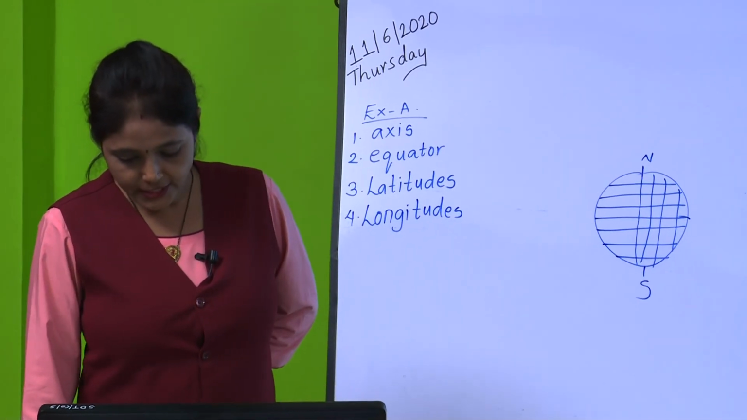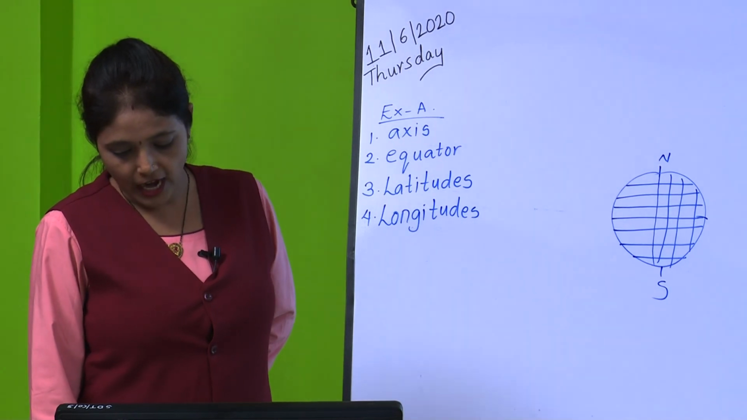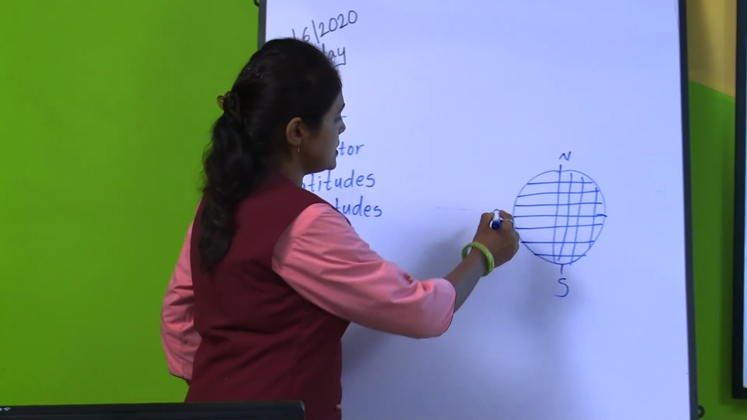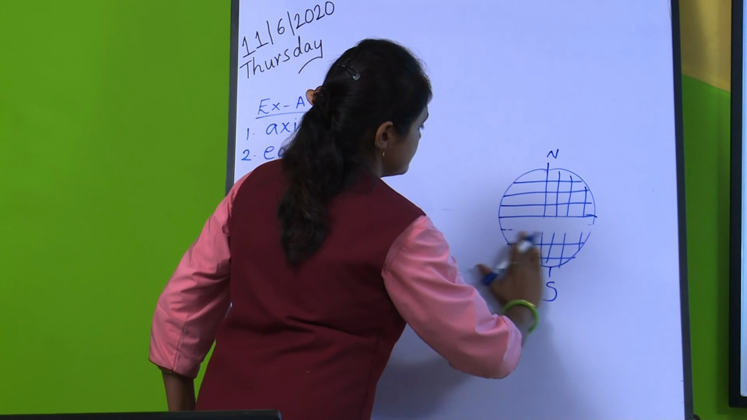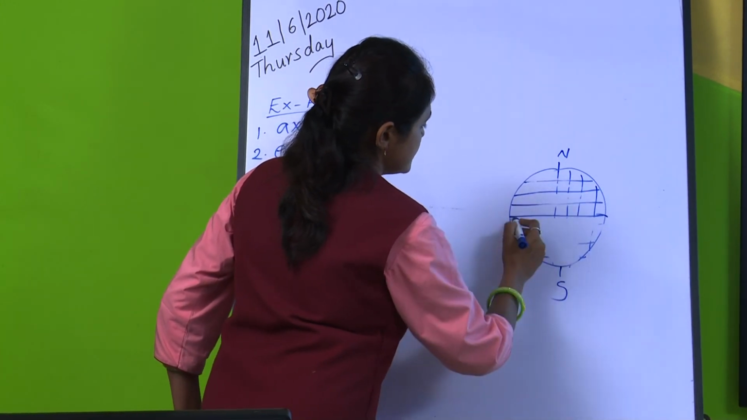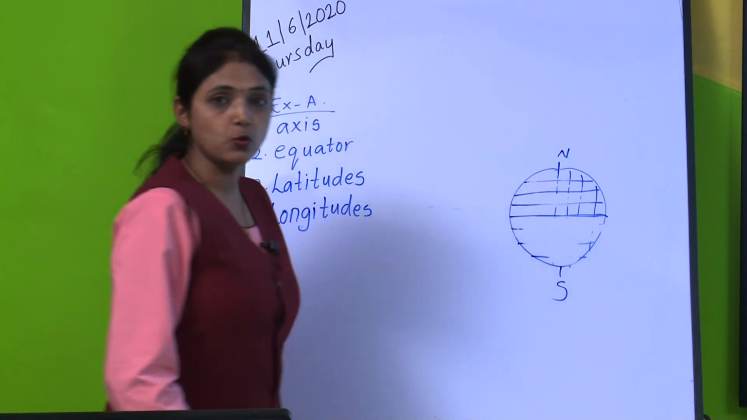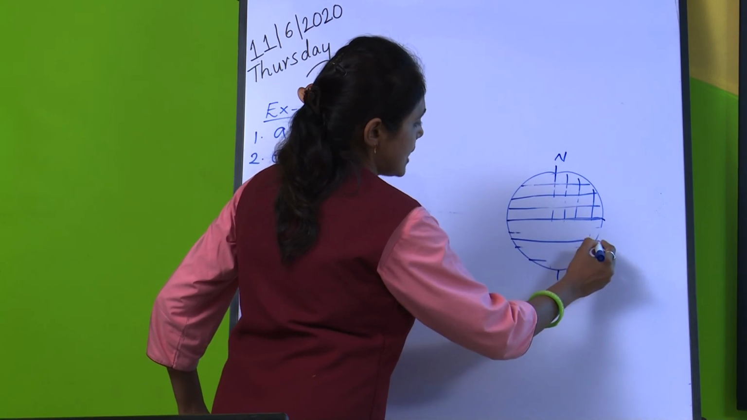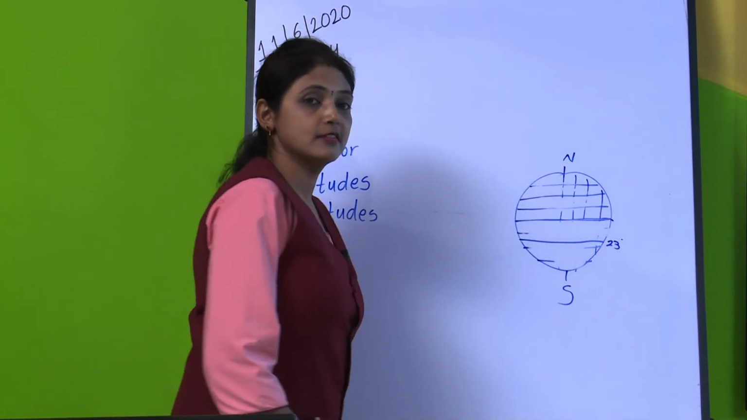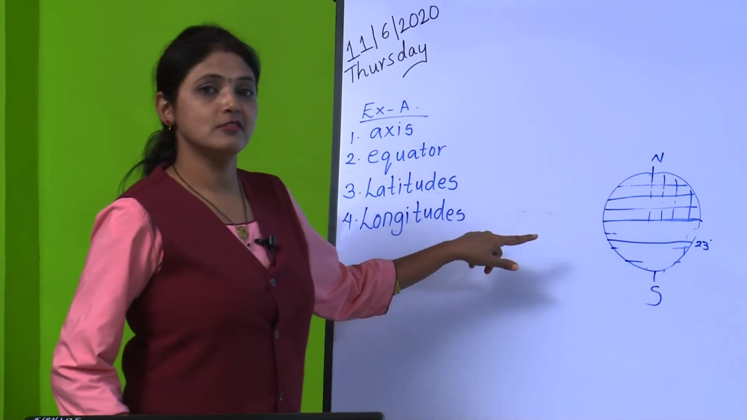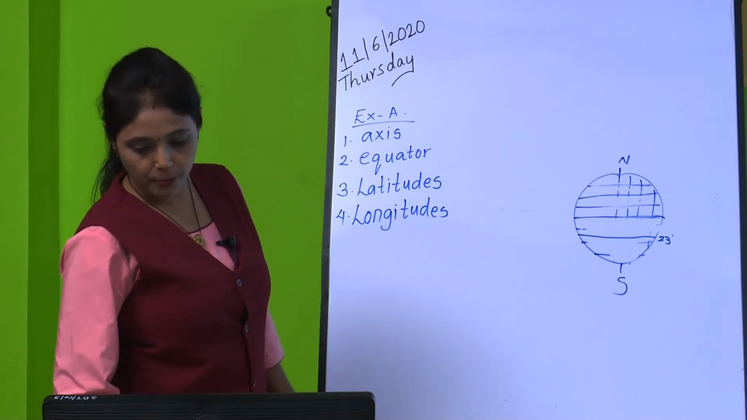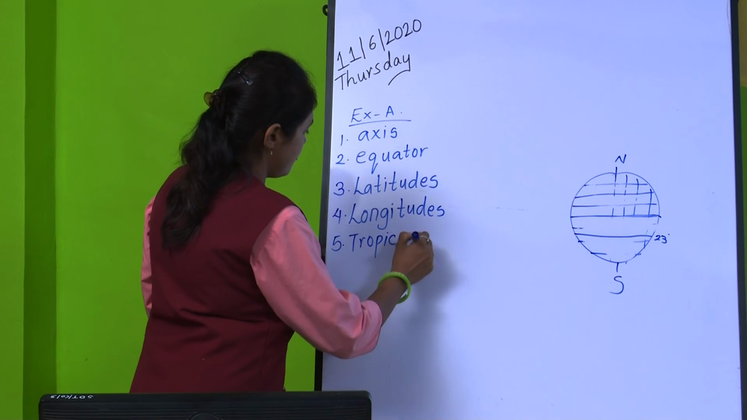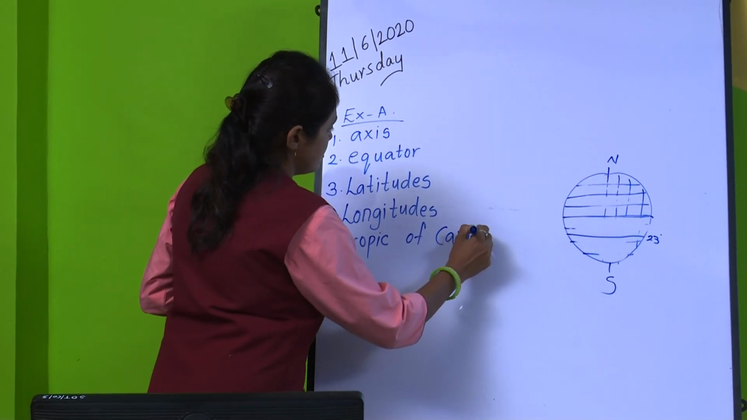Next, the latitude marked 23.5 degrees south is known as the dash. See, now this is our equator. Okay, this is the equator and towards the south, 23.5 degrees towards south here. Which latitude is this known as? It is known as the Tropic of Capricorn. Very good. Tropic of Capricorn.